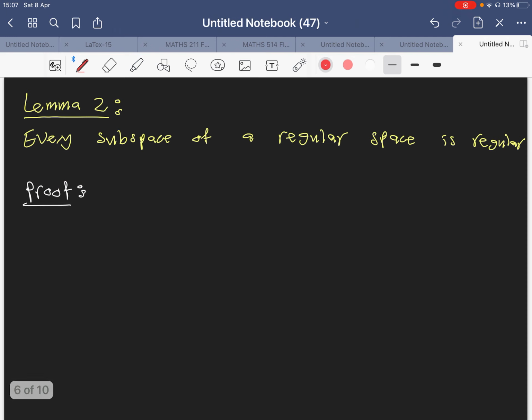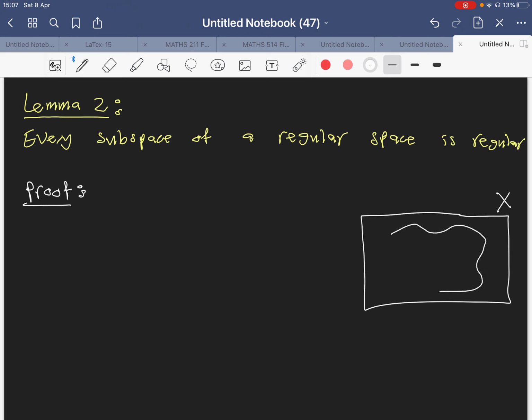Now, we'll go to number 2, which is an interesting lemma. It says that every subspace of a regular space is regular. So in this example, we will assume that we have a big space, we call it X, and then we have a smaller space, we call it Y, inside X. What we know is that X is regular. Does it really mean that Y will turn out to be regular as well or not?